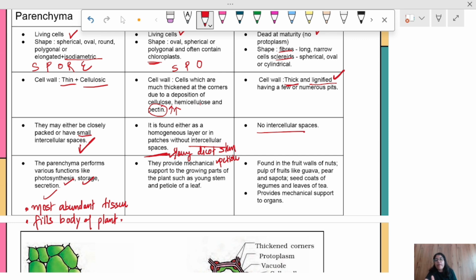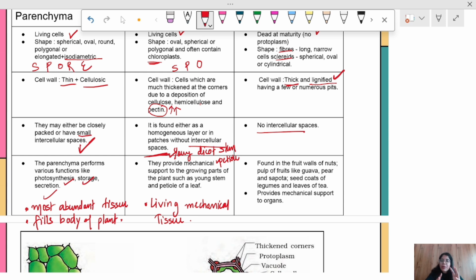Okay, fine. Now what about collenchyma? You have to remember, this is a living mechanical tissue. Actually, it gives elasticity to the plant body because of heavy deposition of pectin. Pectin is that particular material or chemical which provides flexibility to the plant, right?